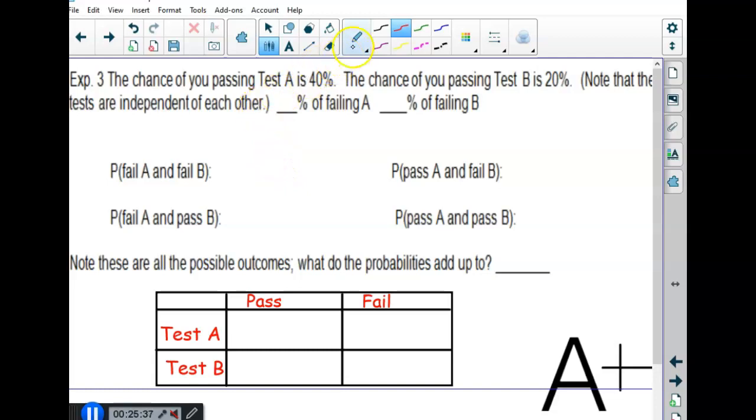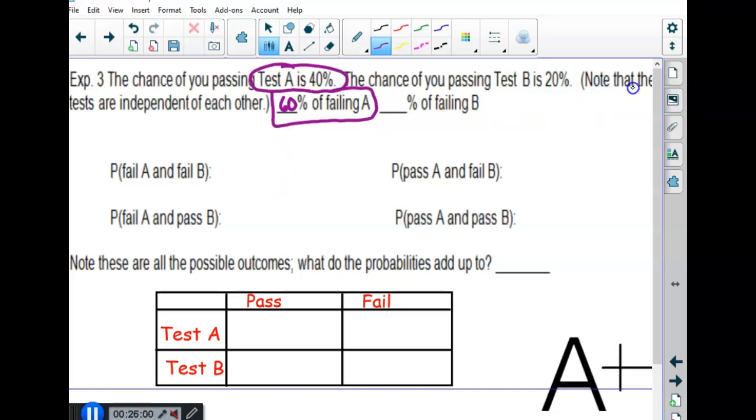This is using the idea of a complement. It says the chance you pass Test A is 40%. What is the chance that you fail Test A? Can we go right down below that? 60%, because you either pass or fail, okay? That's our assumption here.